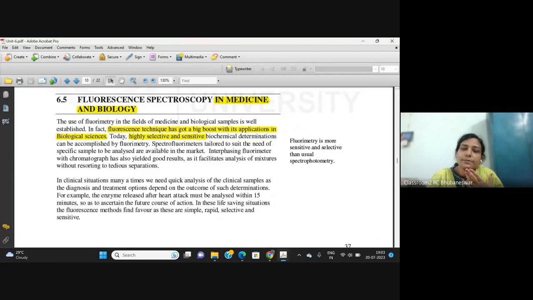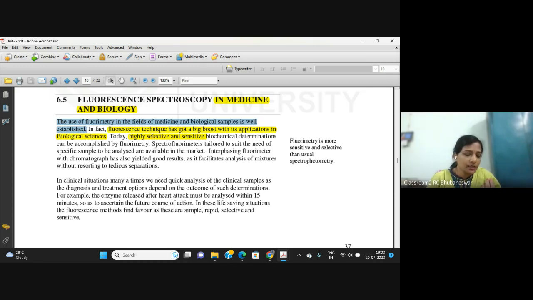So, fluorescence spectroscopy in medicine and biology: I keep on telling you about the neuron example, and now I told you about the liposome membrane, bilayer membranes, which are also bodily available. We have also studied the lipid bilayer membrane interaction with bile, substances which are also of biological importance. So the use of fluorimetry in the field of medicine and biological samples is well established.